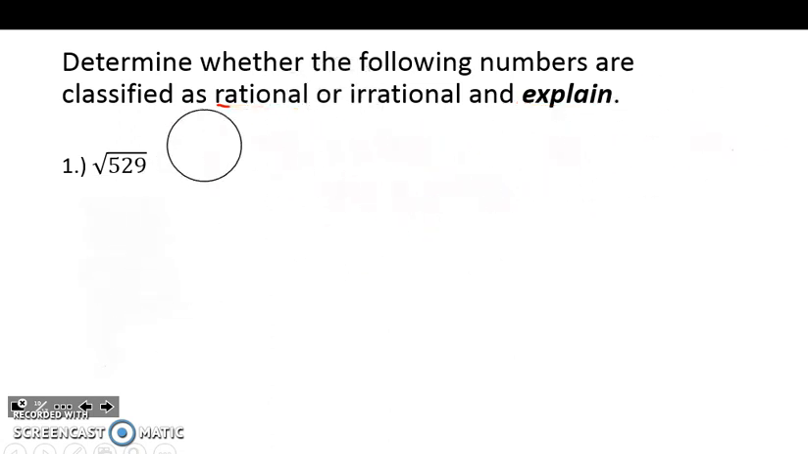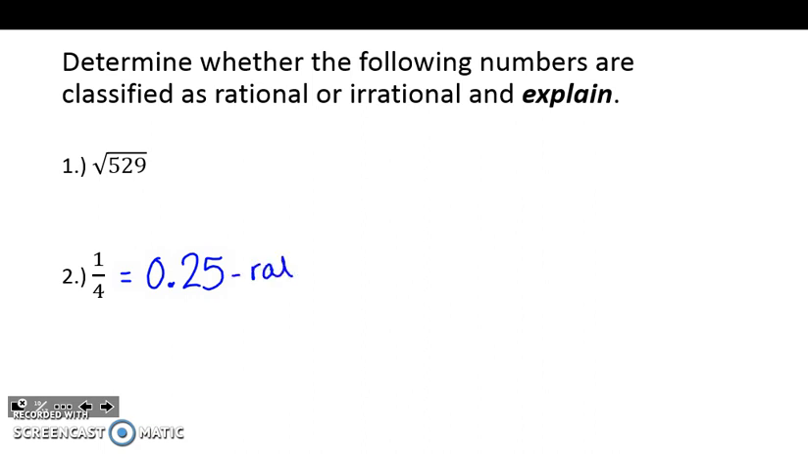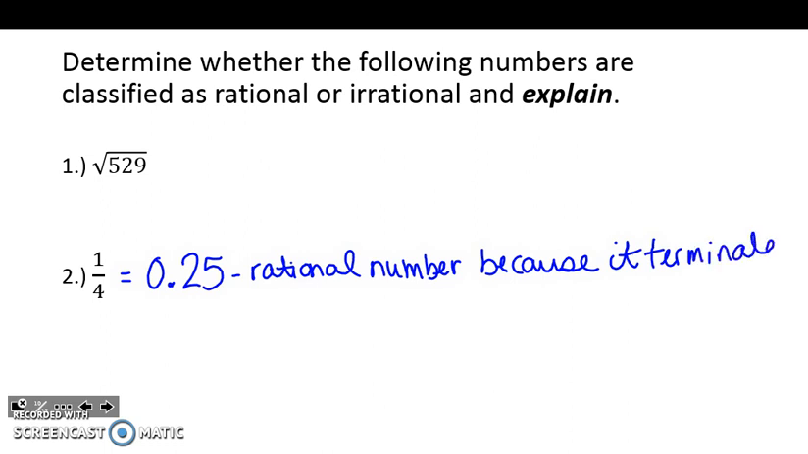Let's look at another one. All right. 1/4. So we have to divide. So 1 divided by 4. We get 0.25. Okay? So 0.25 is going to be classified as a rational number because it terminates or ends.